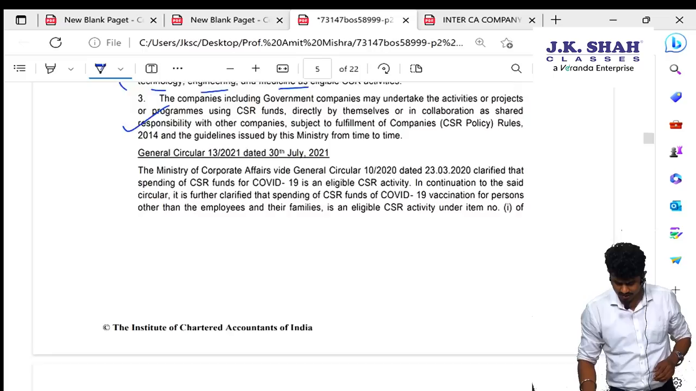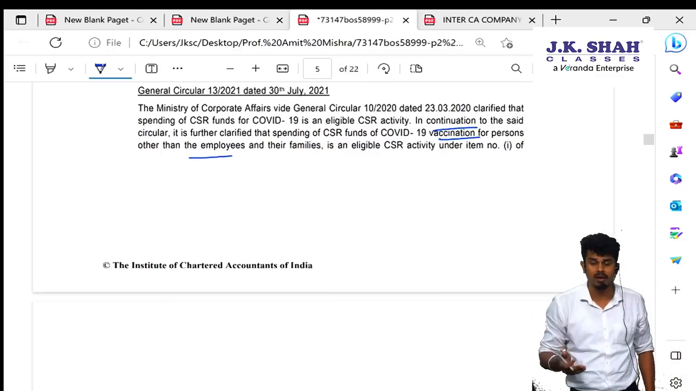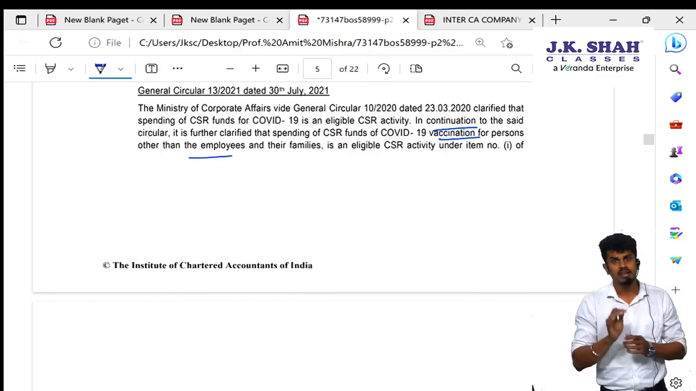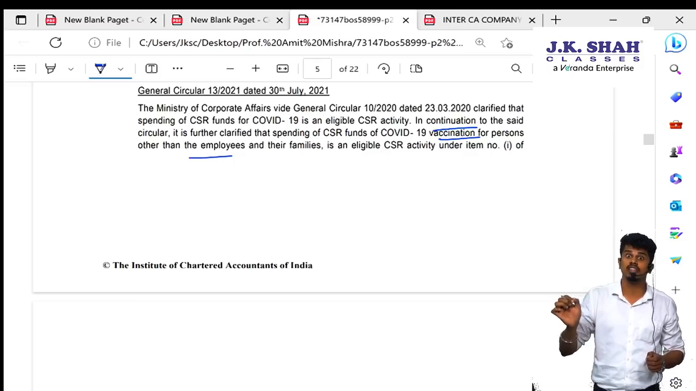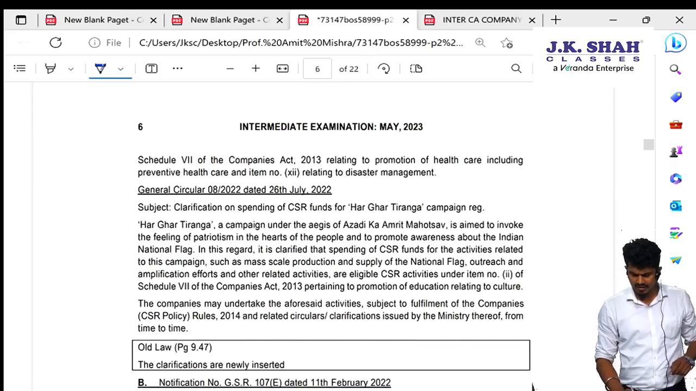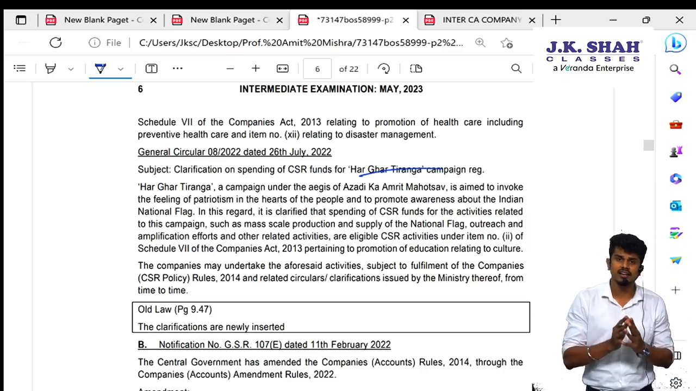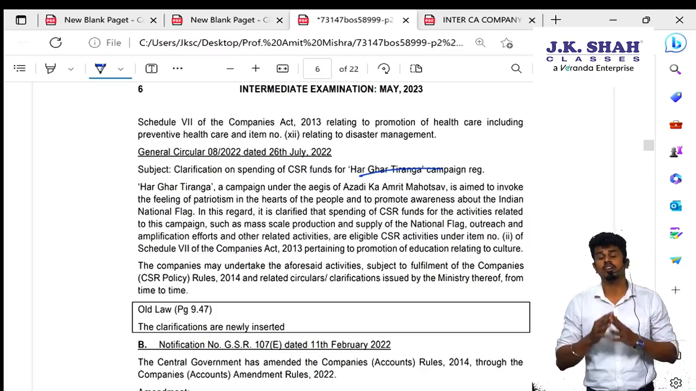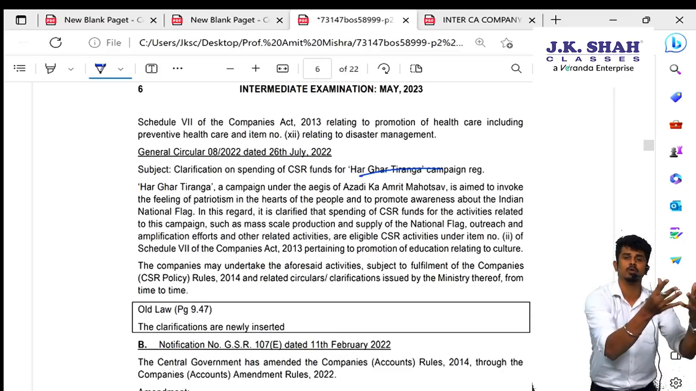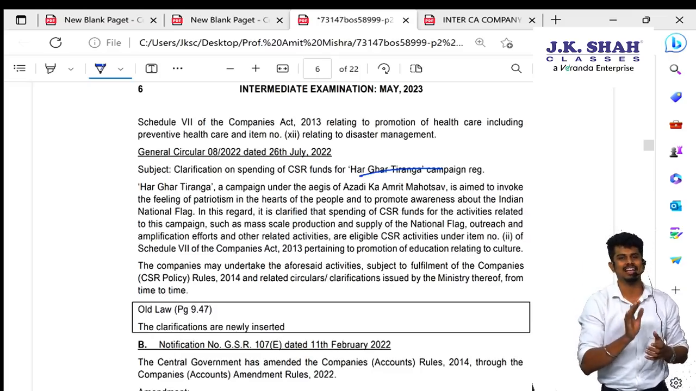Please, guys. Now, going ahead, if a company is spending towards vaccination of persons other than employees and their families, then it will be considered as eligible CSR expenditure. If a company is spending money for vaccination for their employees and their families, then it is not CSR expenditure. Moving ahead, last year, we had a campaign called Har Ghar Tiranga. In that particular situation also, if a company is spending towards manufacturing of Indian flag, distributing it and promoting Har Ghar Tiranga campaign, that expenditure will also be considered as CSR expenditure.